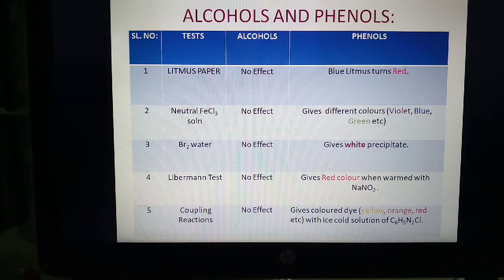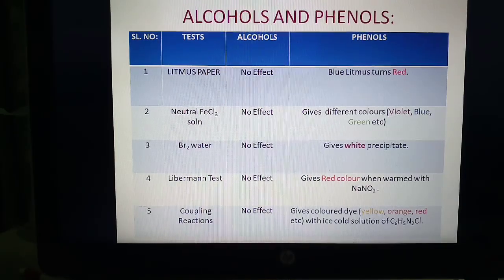And finally, the coupling reactions. Alcohols have no effect on that, but phenols give a differently colored dye, sometimes yellow, orange, red, etc., with an ice cold solution of benzene diazonium chloride. I would ask the students to take a screenshot of this, and then we will go directly to the board to illustrate more on the chemical properties of phenol.